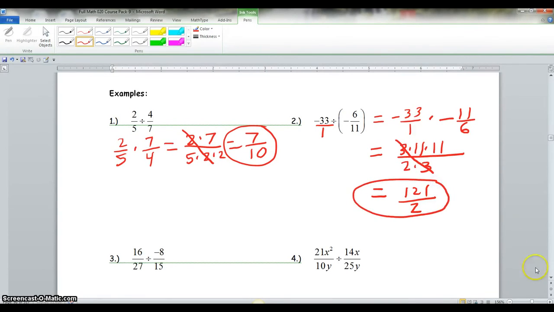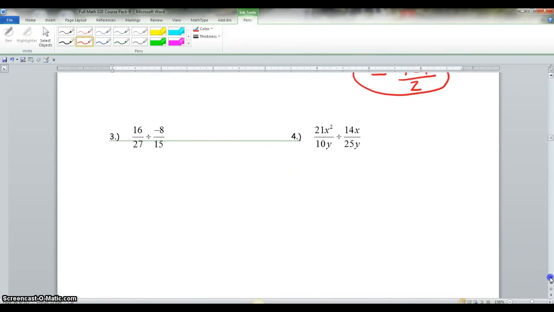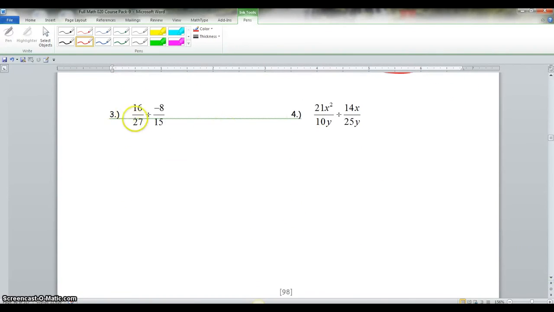And that is our final answer. Now we scroll down here. Now we have problems 3 and 4. Now 16 over 27 remains the same. Division becomes multiplication, and we take the reciprocal of the second fraction.